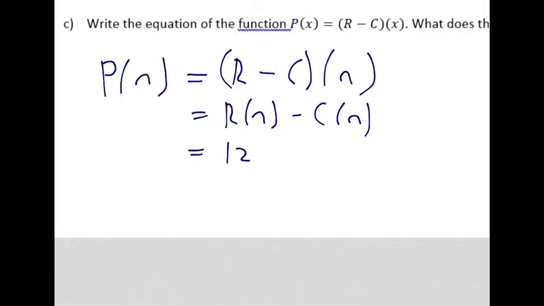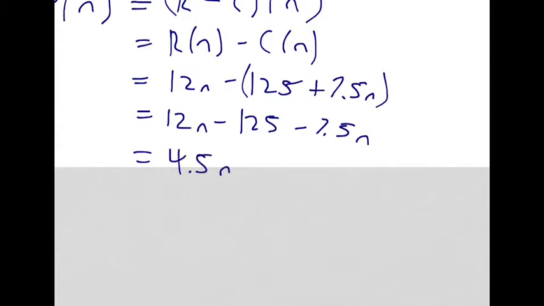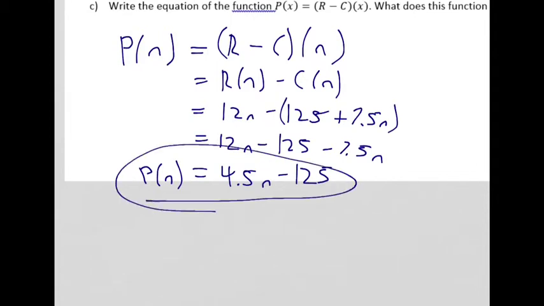Okay, so R of n was 12n, C of n was 125 plus 7.5n, and then I just combine like terms, right? 12n minus 125 minus 7.5n. That's equal to 4.5n minus 125. So that is P of n. And what does that function represent? It represents... No, Tobias. Good. The total profit. Yep, profit. Right, try to give you a hint with the P. Okay, so this function alone models how much profit they make given the number of shirts that they sell.